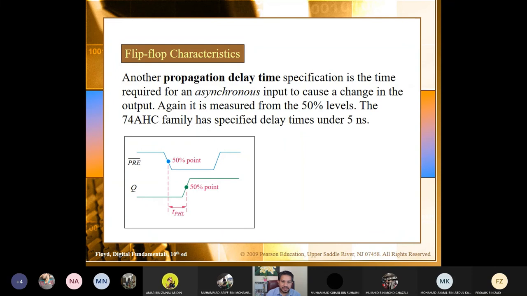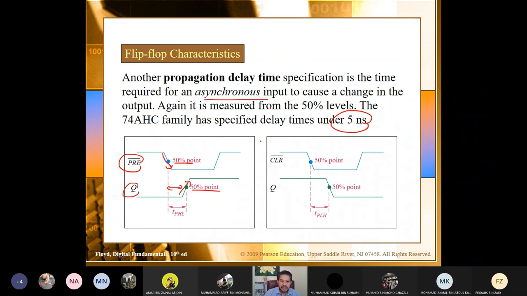Another delay is for the asynchronous input, between the preset and also the Q output. Again it is measured from the 50% point that is being triggered going down here until the point that it reaches 50% of the Q output, right? Again, the delay is not substantial, but you have to take note that this is still a delay that happens. So between clear and Q, there's also a delay between that 50% from the moment you press clear and then the moment Q responds. So this is the delay.